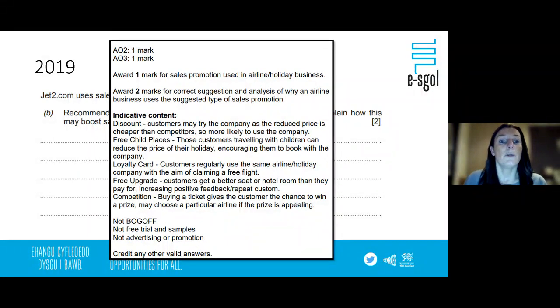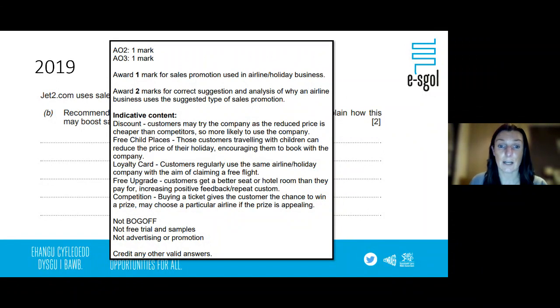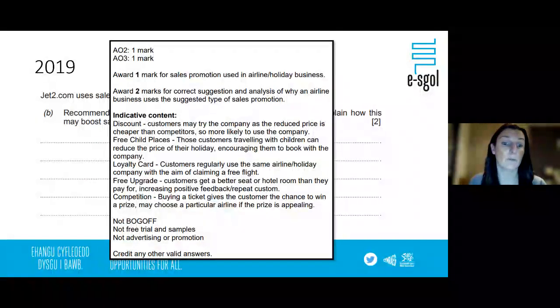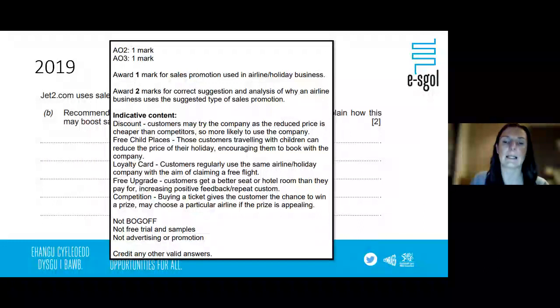So what you're getting here, 2 marks, identify a point, and then you're expanding it. So using the word therefore is going to be useful. So you could talk about discounts, the discount that they could offer. You could talk about free trial places and what that would offer and how that would help them. Loyalty cards, free upgrades, competition. Those sort of things would be accepted, and you're explaining about them.